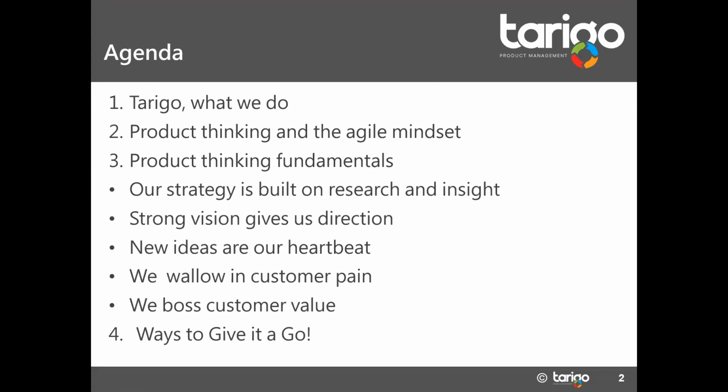One is that our strategy is built on research and insight. The second one is all about a strong vision that gives us direction. The third one is that new ideas are really our heartbeat within product. And then one of my favorite ones is that we wallow. There's this verb, to wallow. We wallow in customer pain. We really deeply understand customer pain. And the last one puts it all together, which is that we boss customer value. And then at the end, I've just got some ideas around how you might want to give this a go.